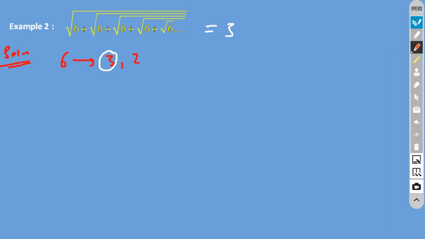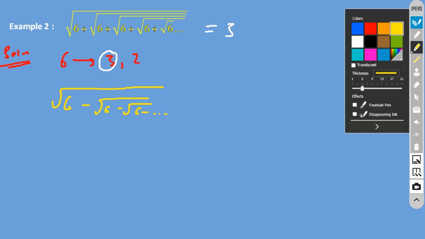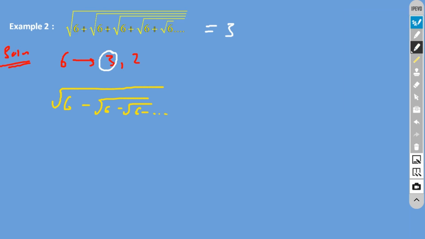Again, let's see. What if the number is like root 6 minus root 6 minus root 6 minus until infinity? Here what you have to do, you already found the factors of 6, that was 3 and 2. So when the sign is addition, that is plus, the answer would be 3. Here the answer would be 2. So root 6 minus root 6 minus root 6, the answer would be 2.